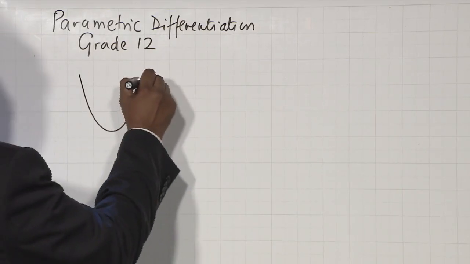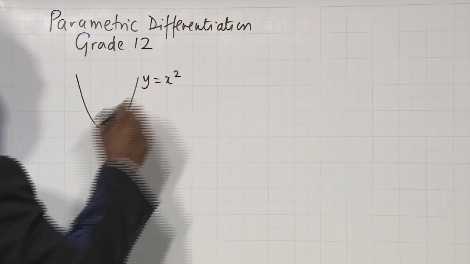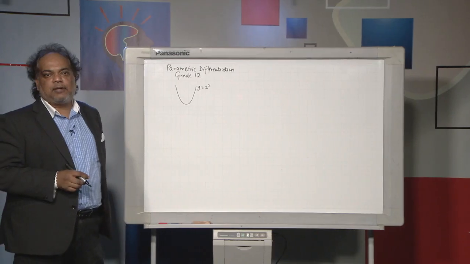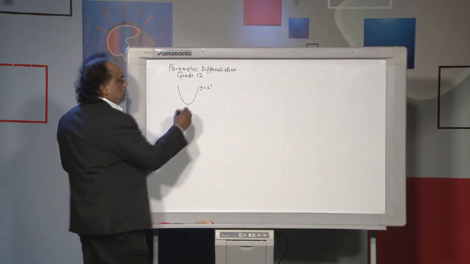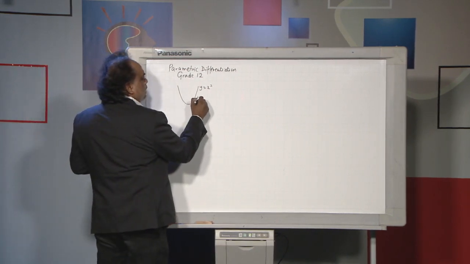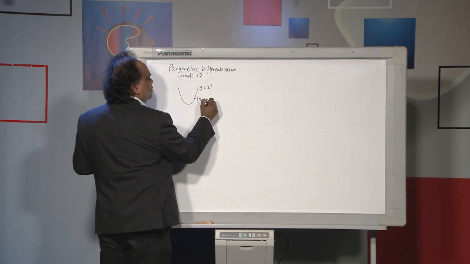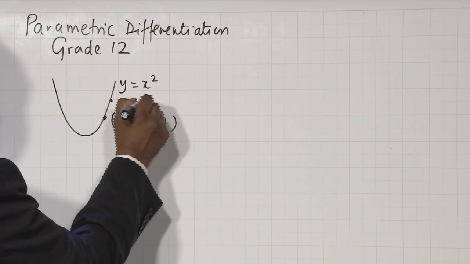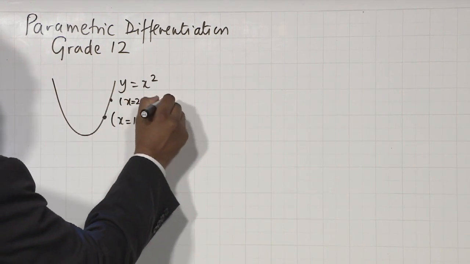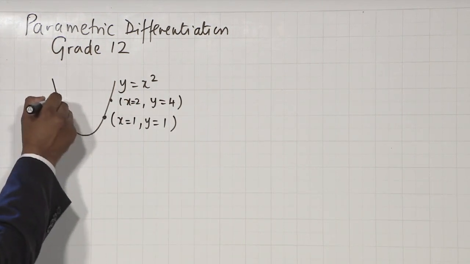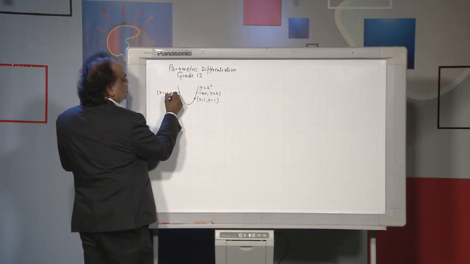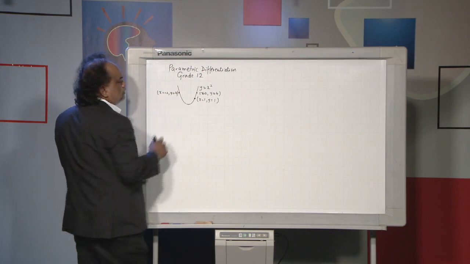Suppose that I have the curve y is equal to x squared. We all know this famous curve, this famous parabola y is equal to x squared. If I tell you x coordinate is 1, you will tell me y is 1. When x is 2, y is equal to 4. When x equal to minus 2, y is equal to 4.